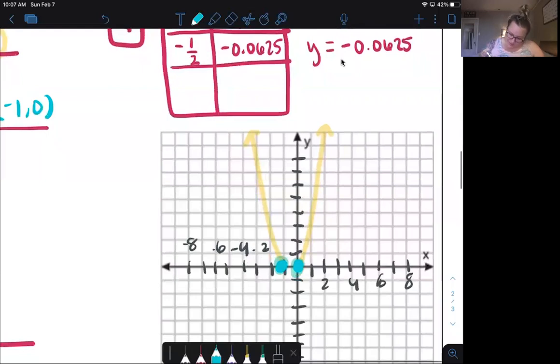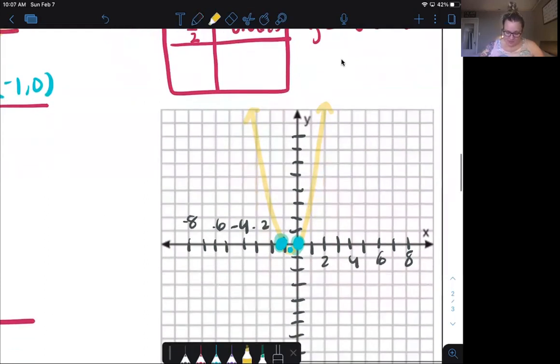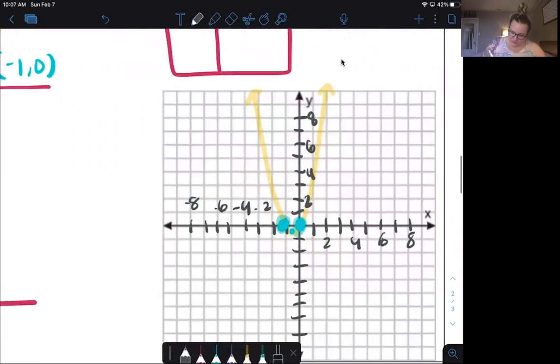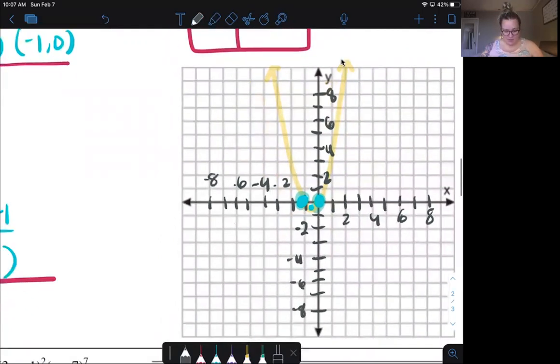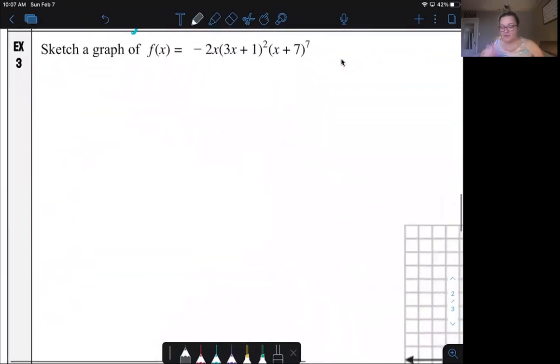So that point is going to be literally just under the x-axis. So our graph looks like this when we're done between those x-intercepts. And then we need to label our y-axis, of course, because we want full credit for our graphs. And there we go.